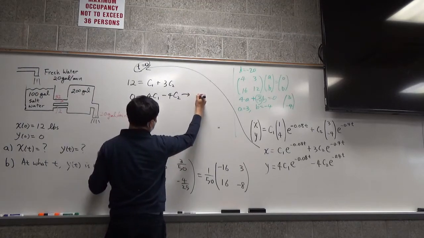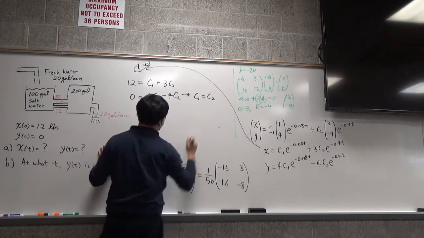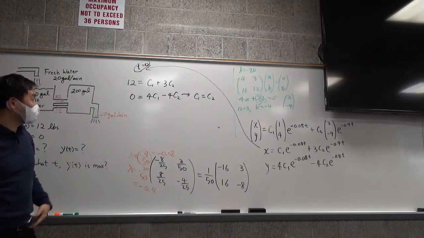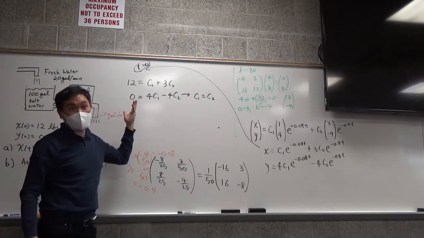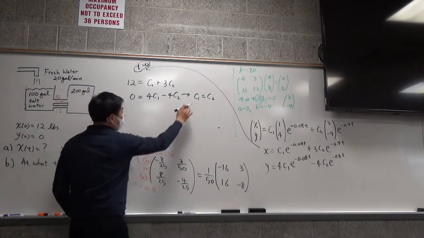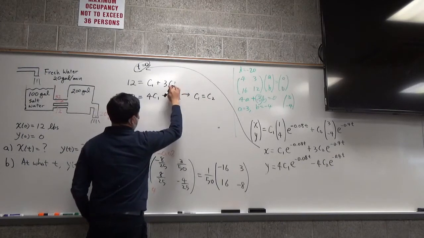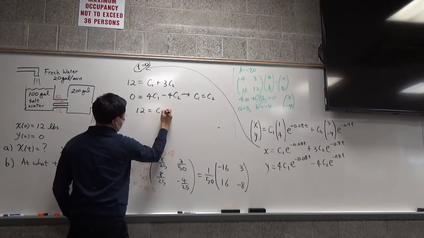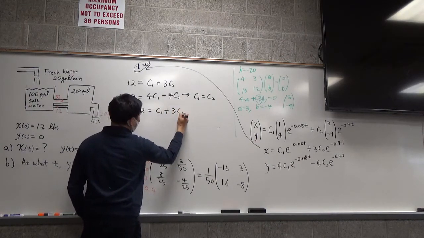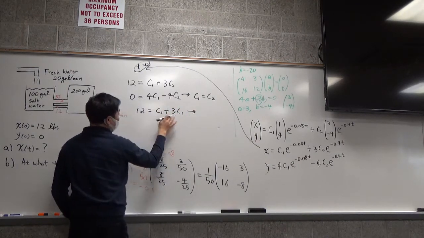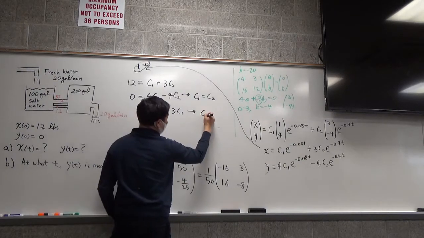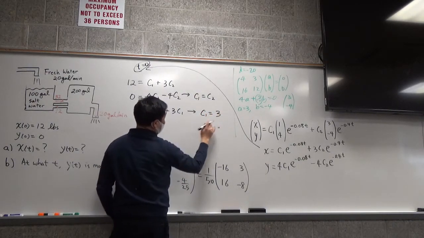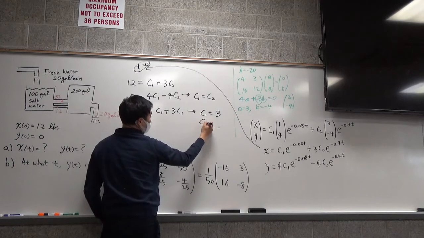Now this one's easy to solve. It immediately says that c1 has to equal c2. Just move this to the other side and divide by 4. And then if c1 is the same as c2, I can replace c2 by c1. And you get 12 equals c1 plus 3c1. That means if you divide both sides by 4, you get 3 as c1. And because c2 is the same as c1, c2 will also be 3.